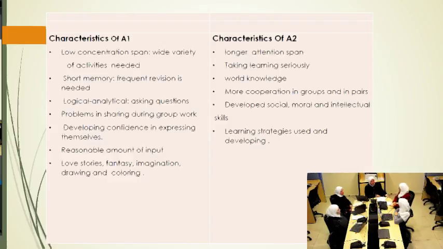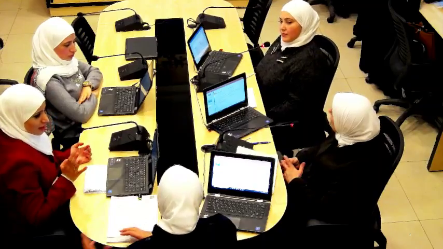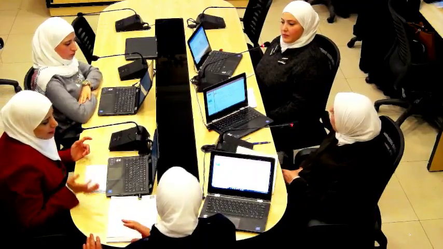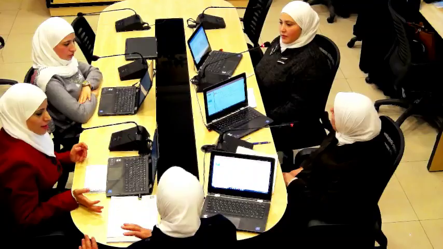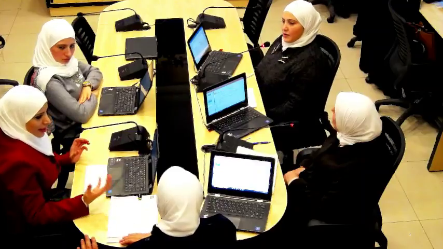Concerning very young learners, they have a low concentration span. That means we should have a wide variety of activities. The teacher should present many different activities to them. On the other hand, A2 learners have a longer attention span, and they take learning seriously. Thank you.